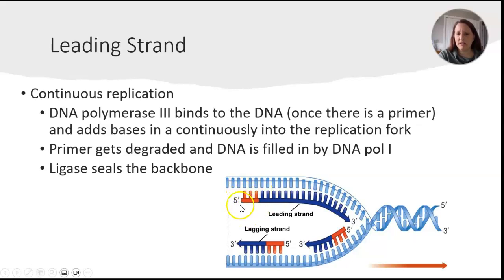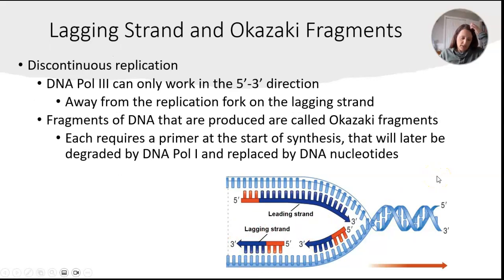The little gap gets filled in by DNA polymerase 1, and ligase comes in and seals the backbone. We already know that. How about this other strand? And so let me just go to the next slide. The other strand is the one that gets copied discontinuously.